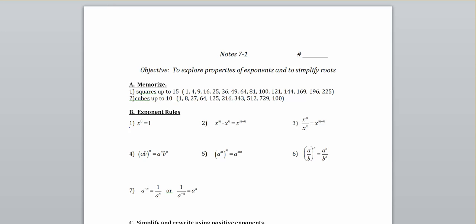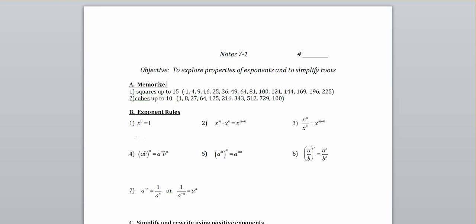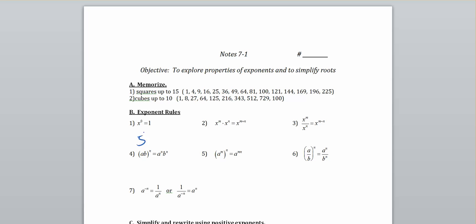All right, the first one is x to the 0 equals 1, which means anything I have, if I have like x, actually I'm going to erase that, sorry. Let's erase this. Let's put a number on that just to make it constant. So let's say I do 5 to the 0 power. Anything to the 0 power, any number whatsoever is going to be 1.